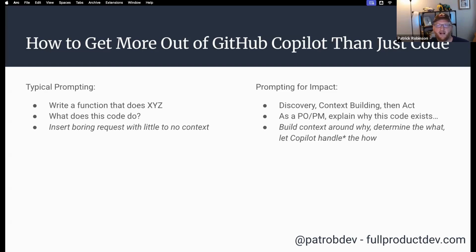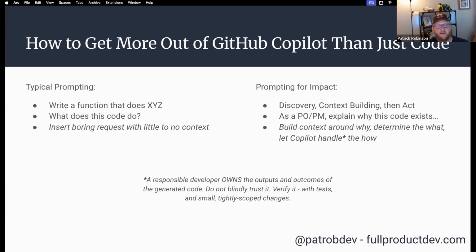So basically, you build context around the why and determine the what, and let Copilot handle the how. I put an asterisk because a responsible developer owns the outputs and outcomes of the generated code. So don't blindly trust it, verify it with tests and small, tightly scoped changes.